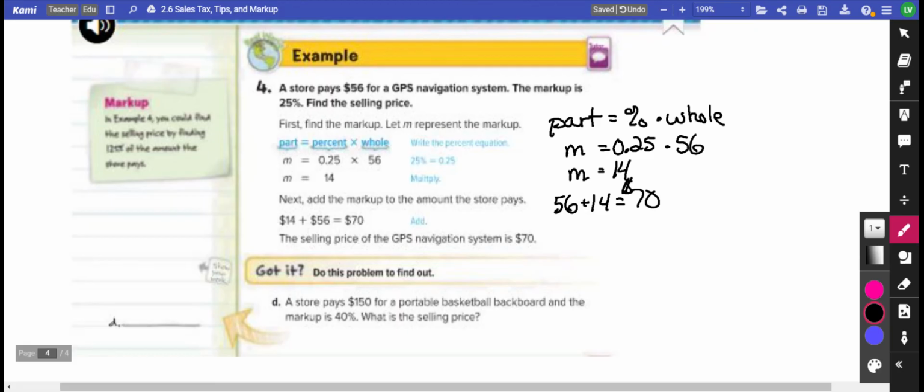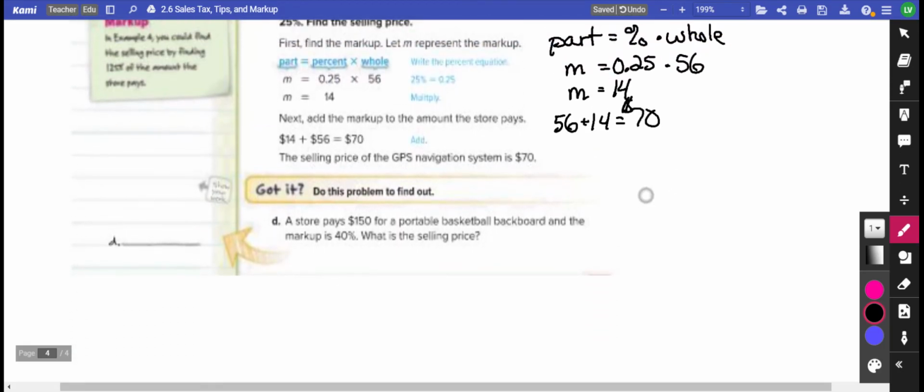So let's try letter D to see if we understand that. If a store pays $150 for a portable backboard, and the markup is 40%, what's the selling price? So we want to find the part, which is the percent times our whole. Well, we don't know what the part is, so I'm going to put M because that's representing the markup. Our percentage is 40%, and our whole is 150. So 40% as a decimal is 40 hundredths times the whole of 150. So we're going to find 40 hundredths times 150.